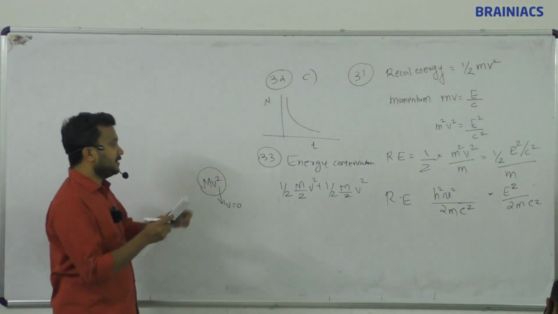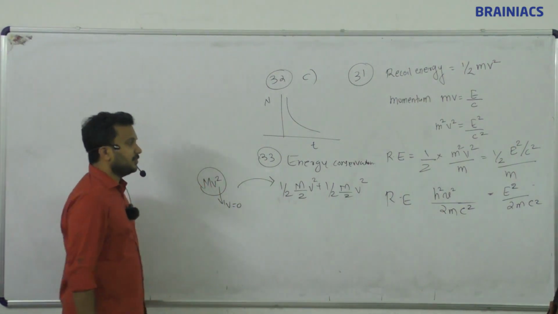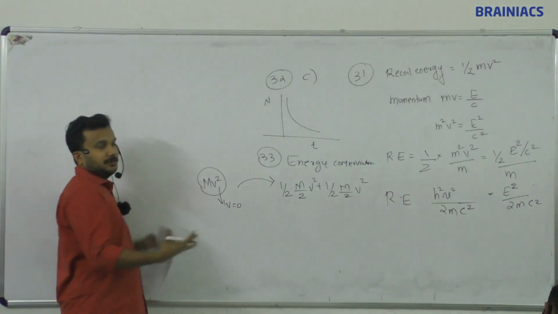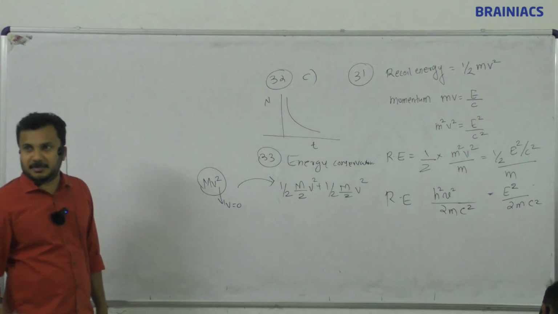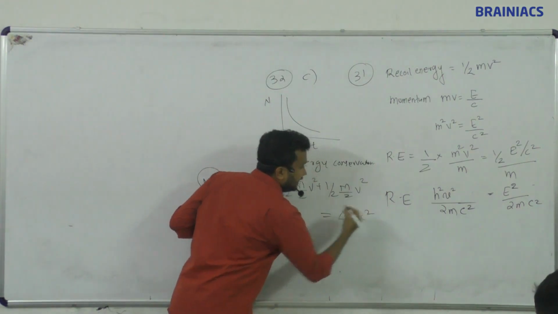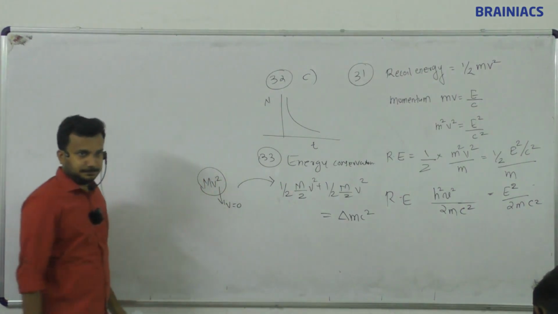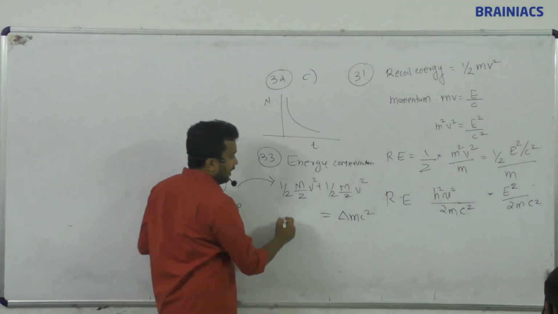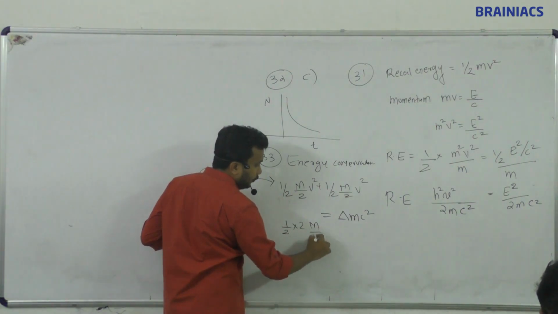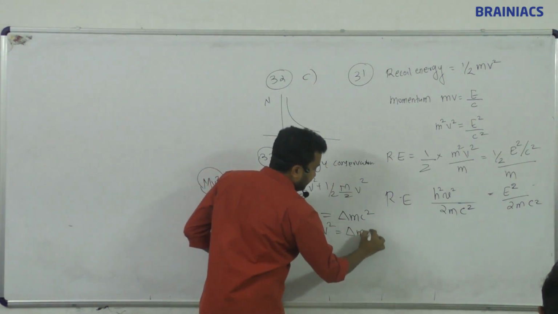It is at rest and decays into two particles. So these are the two daughter nuclei, moving with a certain kinetic energy. From where did they get this extra energy? Because of the mass defect. Mass is converted into energy. So this can be equated to delta m c square, because this is the energy converted into kinetic energy. So half into M by 2 v square plus half into M by 2 v square equals delta m c square.